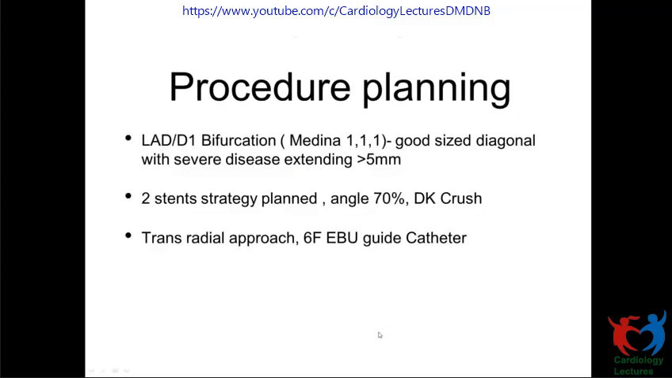For procedural planning, we discussed among ourselves that it was an LAD D1 bifurcation, Medina 111, with a very good diagonal, and the disease was extending for more than 5 millimeters. So our plan was to do a 2-stent strategy. As it was a Y-shaped bifurcation, we were planning to do a DK crush. Most of the time we do transradial procedures, and for DK crush also, unless it is a left main, we do through the transradial route, and in this patient we took a 6F EBU catheter.